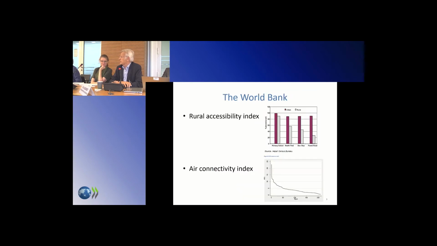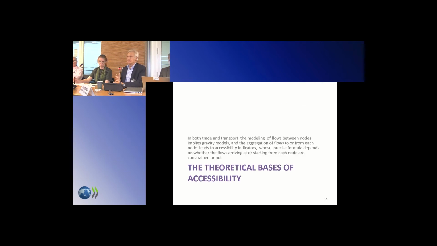I would, for instance, pay tribute to the World Bank, which currently uses two indicators, a Rural Accessibility Index and an Air Connectivity Index, which are really akin to accessibility indicators. They are mainly used for strategic purposes as elements for choosing projects, but all over the world, accessibility indicators are used in a rather fuzzy manner, not really ordered. Our idea is to suggest an order, a queue, to use accessibility based on economic analysis.